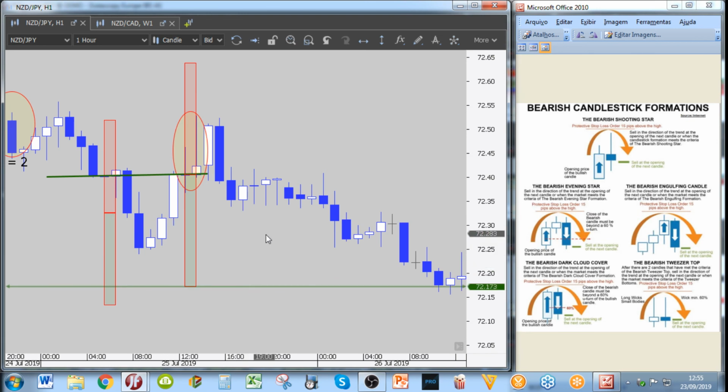Scalping is easy. No, it's not. Okay, everybody, an educated trader would win most of the time. An uneducated trader would lose most of the time.